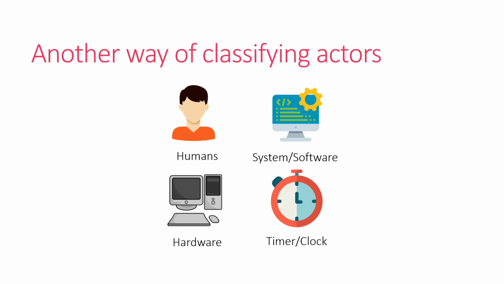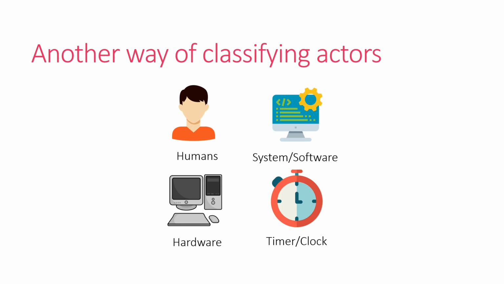We also have system software, for example, an integrated development environment or IDE that developers use to write code, or database software for managing the information in the website. For hardware we can have the server where all the information is stored, or a monitor to show information to the user. For timer clock, for example, we can have a timer session or a periodic signal.